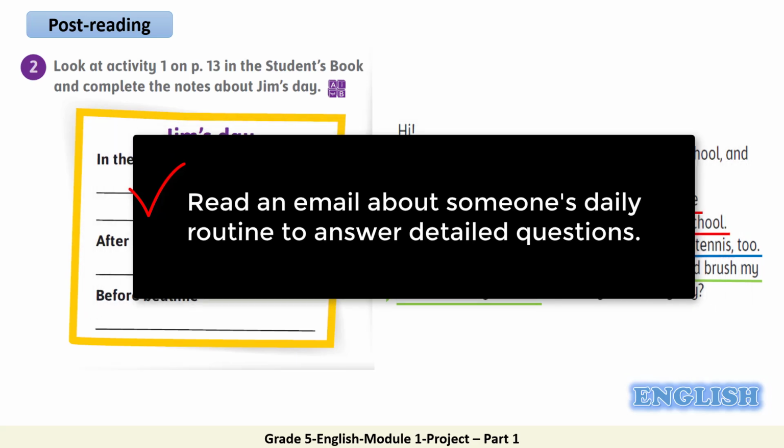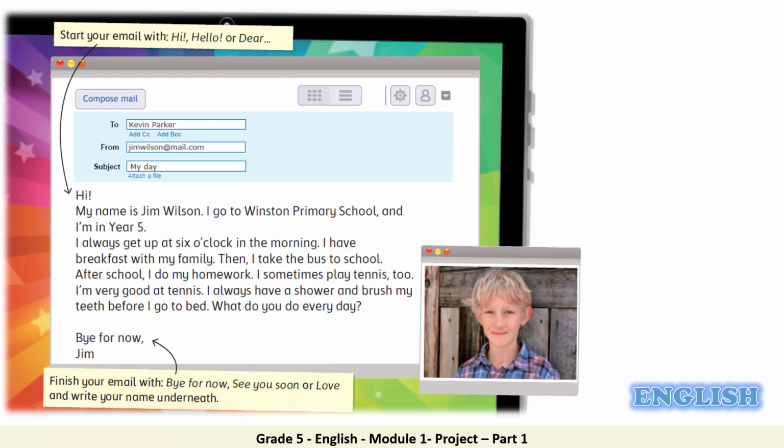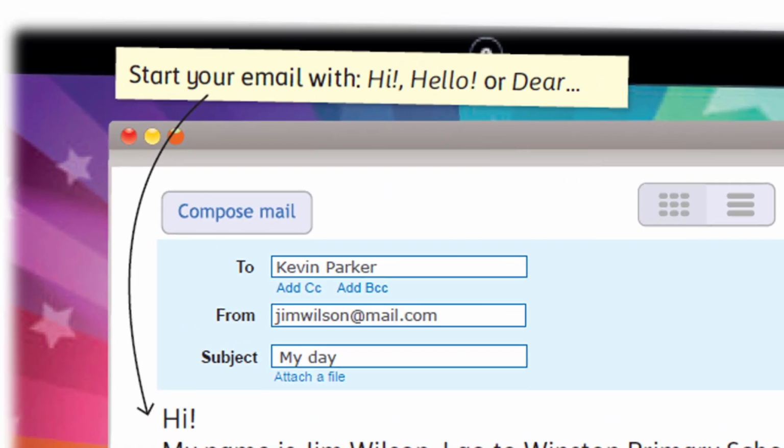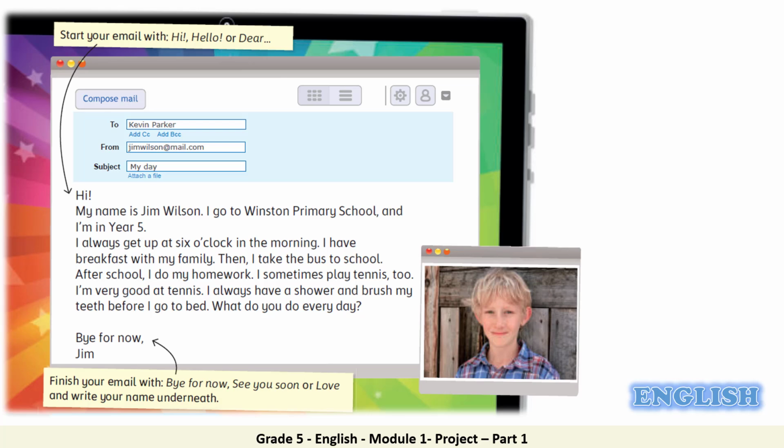Let's now move on to the second objective, the structure of an email about someone's daily routine. Let's now go back to our email and see how it is formed. Read this. Start your email with hi, hello, or dear. This is the first step to know, my friends. You start with hi, like this, or you can replace it with hello or dear followed by the receiver's name here.